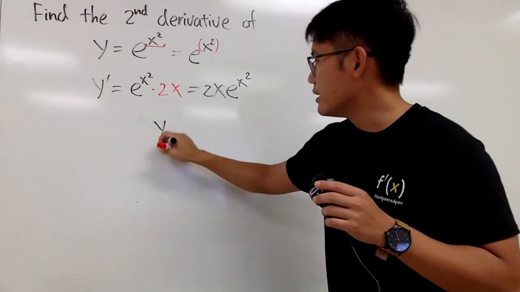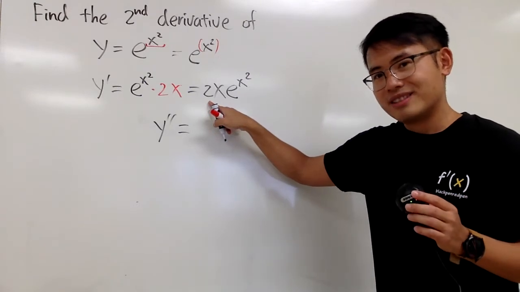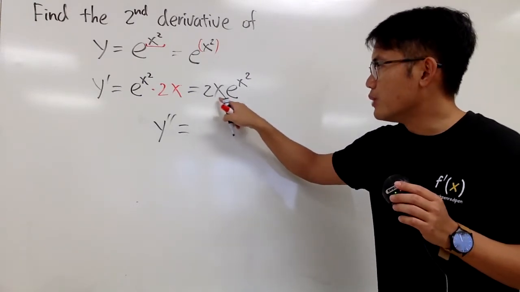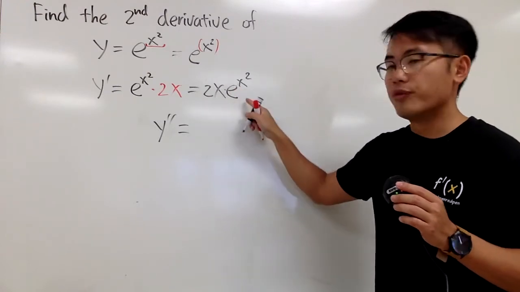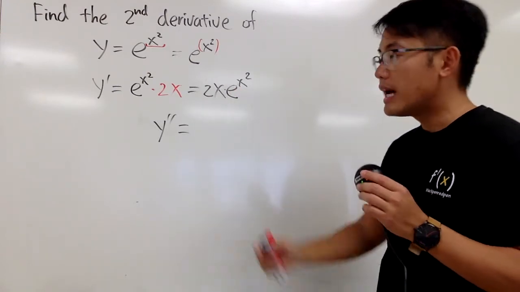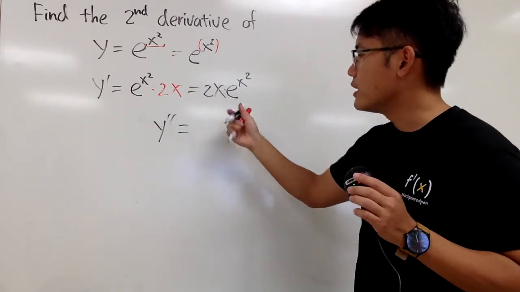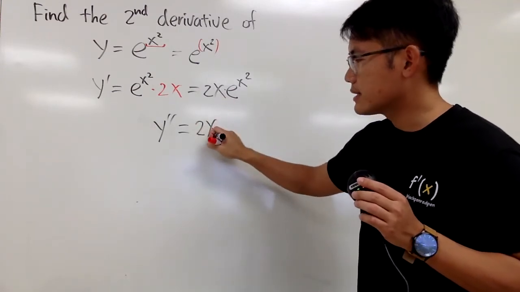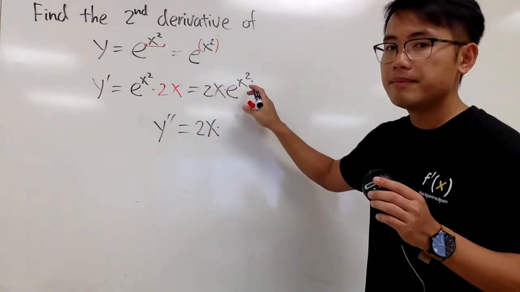And now, to get the second derivative, we just differentiate the first derivative. But this is 2x times e to the x squared now. So this is the product of two functions. Be sure that we use the product rule. I will first keep the first function, namely 2x, and then I will multiply by the derivative of the second.